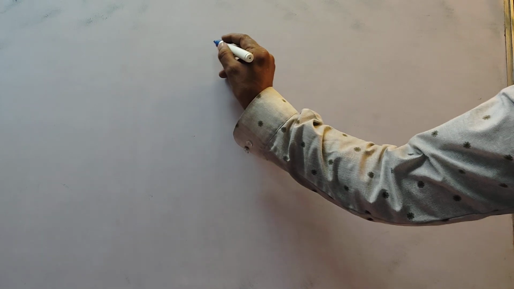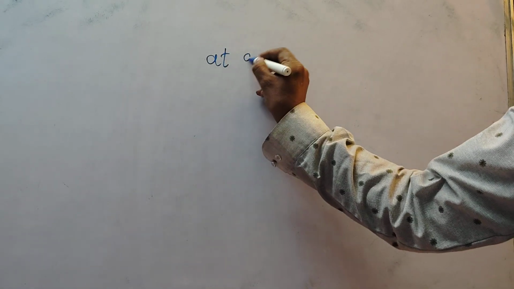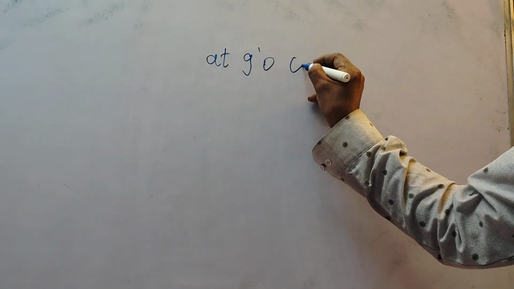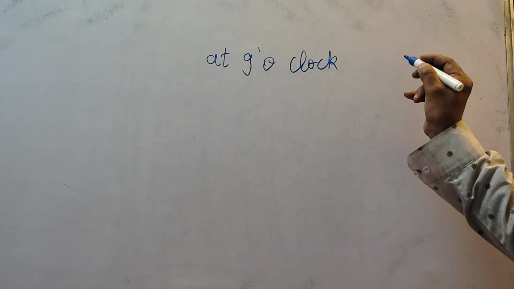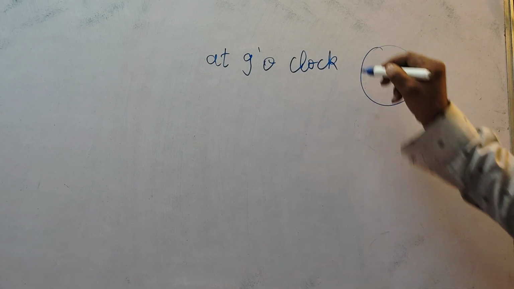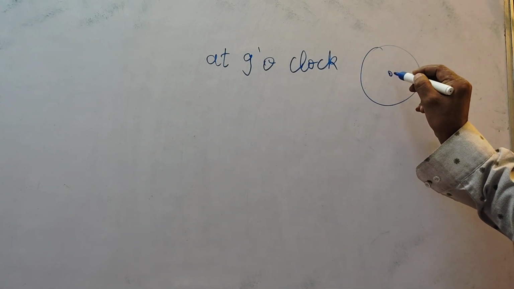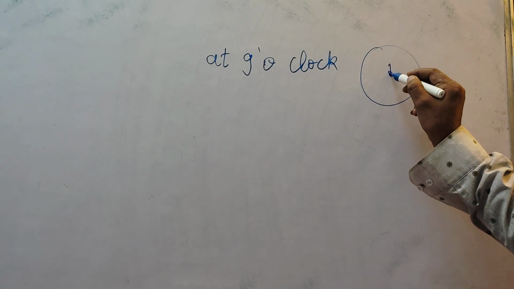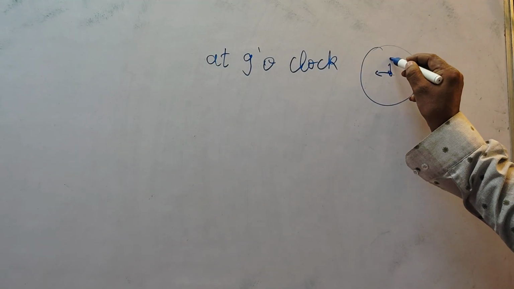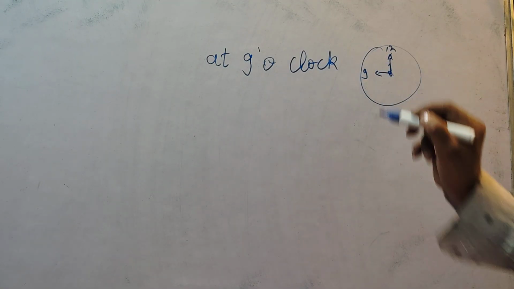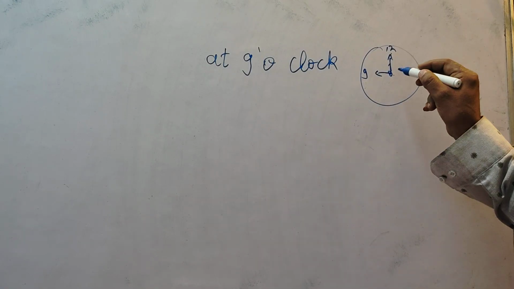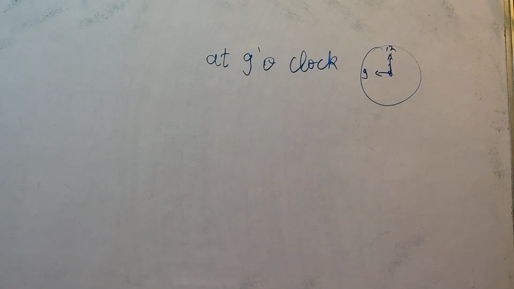Next is: measure the two angles between the hour and minute hands of a clock at 9 o'clock. At 9 o'clock, the hour hand indicates toward the 9 and the minute hand indicates toward the 12. So what is the angle? Probably a right angle.